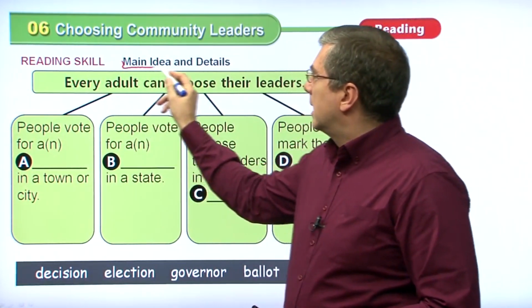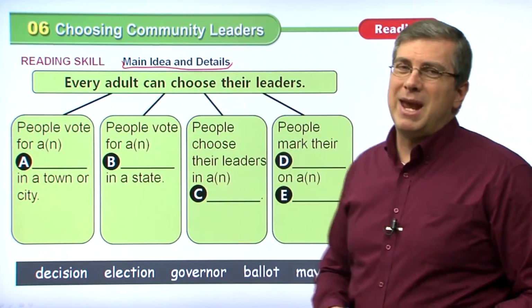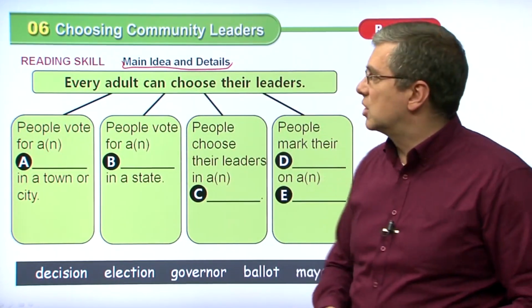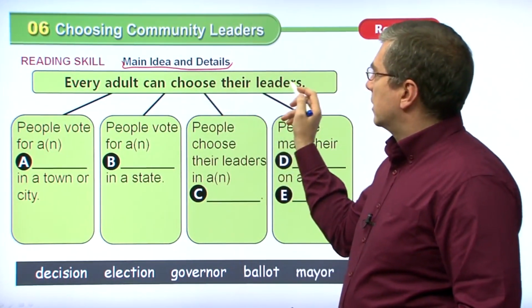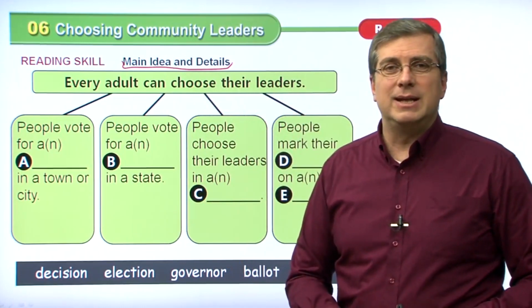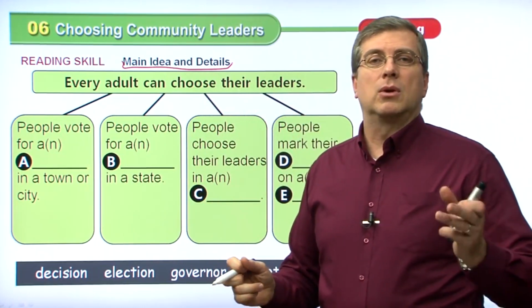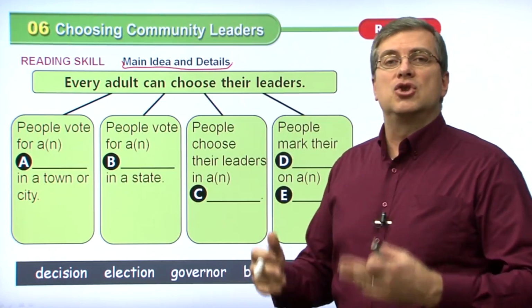Main idea and details. What is the main idea of the reading passage? Every adult can choose their leaders. That's the main idea. Every adult, right? People who are 18 years or older, they can choose their leaders.